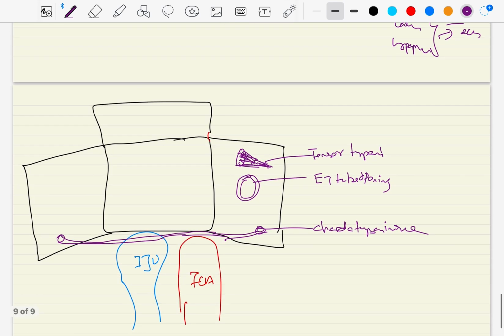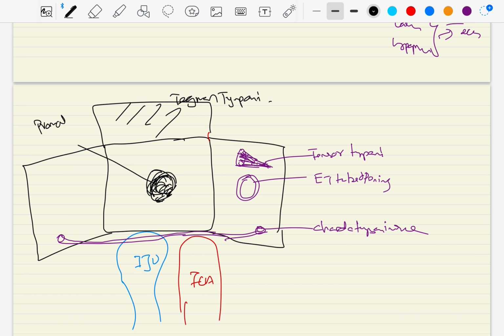Then let's see the roof. We can finish the roof first. The roof is covered by the tegmen tympani. Okay, then let's see about the medial wall. The cochlea produces an impaction on the medial wall, so there will be a promontory. That is known as the promontory.